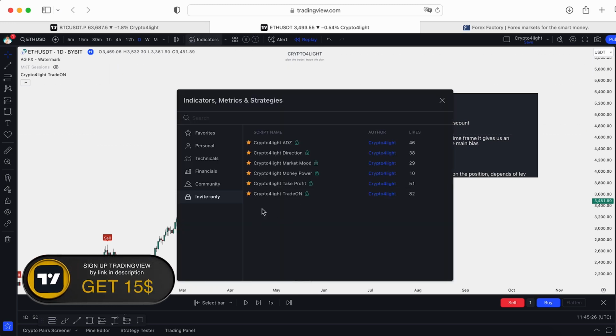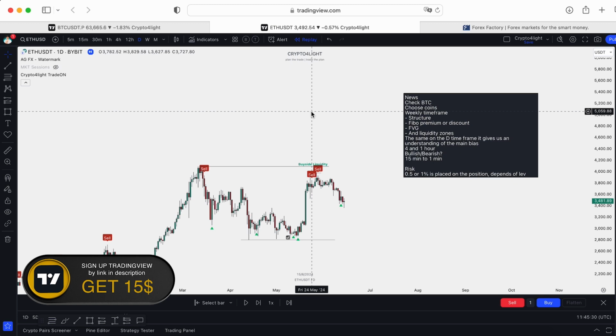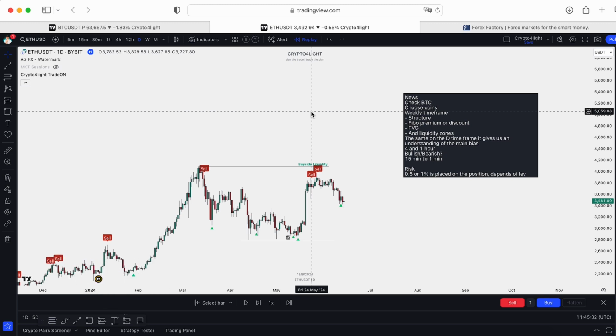And I personally use 6 indicators for intraday or for swing trades. It gives me more confidence to open a position. And it increased my win rate.